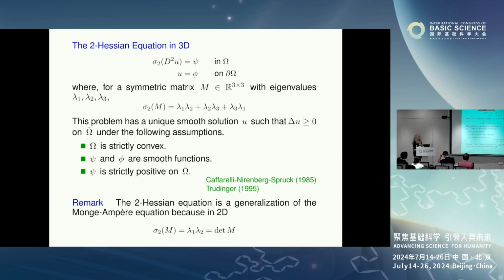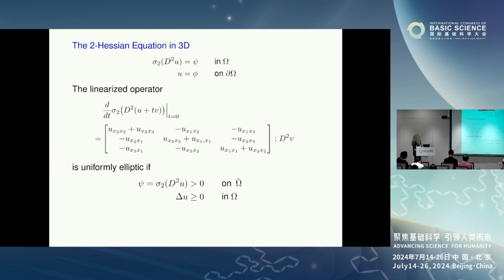So let me point out that the two Hessian equation is a generalization of the Monge-Ampere equation because in 2D, sigma 2 of M is the same as the determinant of M. The linearized operator is uniformly elliptic if psi is strictly positive and the Laplacian of U is greater than or equal to 0. We can use exotic degrees of freedom to enforce the non-negativity of the Laplacian.